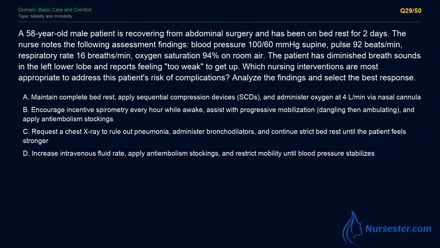Option A. Maintain complete bed rest, apply sequential compression devices, SCDs, and administer oxygen at 4 liters per minute by nasal cannula. Option B. Encourage incentive spirometry every hour while awake, assist with progressive mobilization, dangling then ambulating, and apply antiembolism stockings. Option C. Request a chest X-ray to rule out pneumonia, administer bronchodilators, and continue strict bed rest until the patient feels stronger. Option D. Increase intravenous fluid rate, apply antiembolism stockings, and restrict mobility until blood pressure stabilizes.